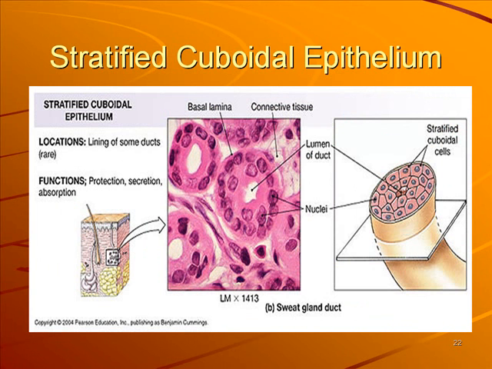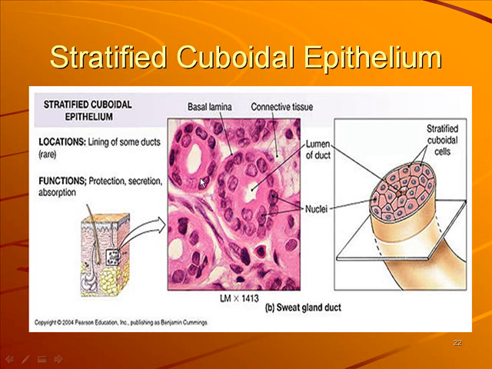Transitional epithelial tissue is located in the urinary bladder. Stratified cuboidal epithelium is located in some ducts. Ducts, protection, secretion, and absorption. Stratified cuboidal tissue, again, cuboidal cells stacked on top of each other, as you can see on this illustration. Now, you cannot appreciate the individual cuboidal cells. You certainly cannot discern the borders of each cell.